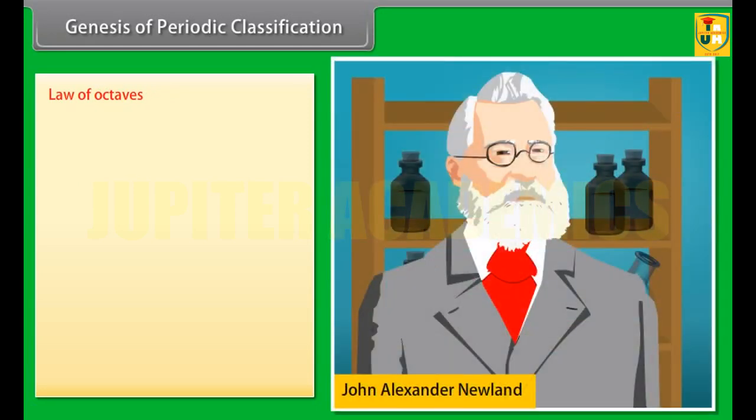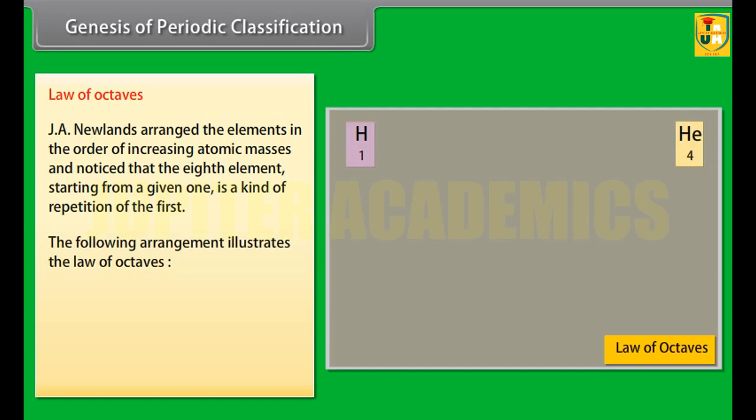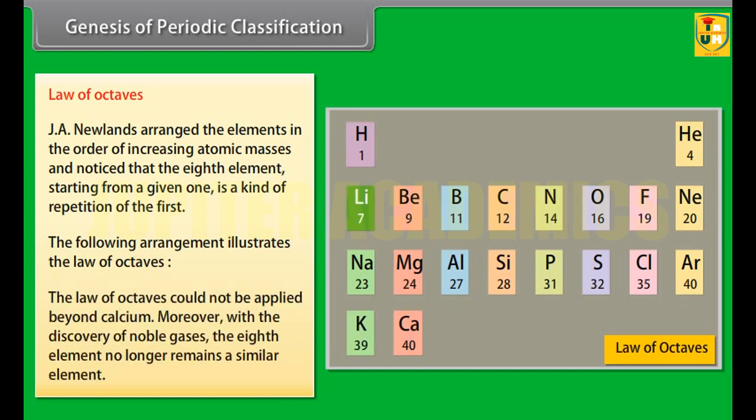Law of octaves. J. A. Newlands arranged the elements in the order of increasing atomic masses and noticed that the 8th element starting from a given one is a kind of repetition of the first. The following arrangement illustrates the law of octaves. The law of octaves could not be applied beyond calcium. Moreover, with the discovery of noble gases, the 8th element no longer remains a similar element.